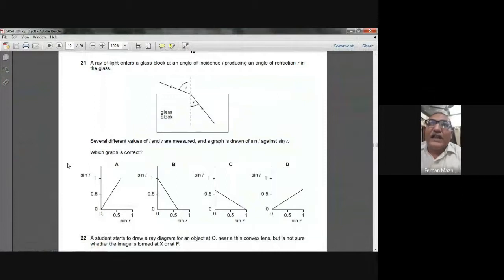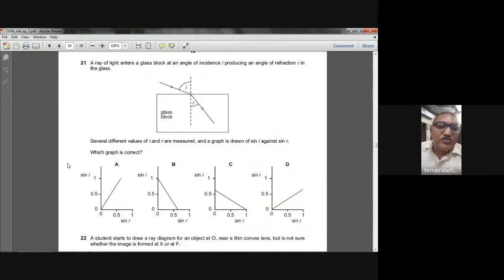A ray of light enters a glass block at an angle of incidence I, producing an angle of refraction R in the glass. Several different values of I and R are measured, and a graph is drawn of sine I against sine R. Which graph is correct?